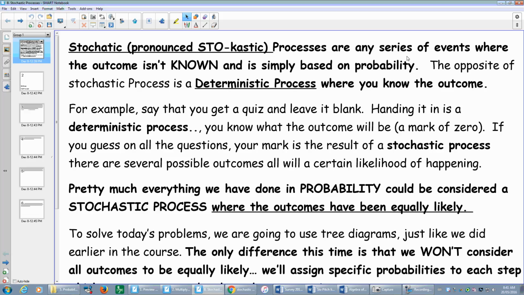A stochastic process is any series of events where the outcome isn't known and is simply based on probability. The opposite of a stochastic process is a deterministic process where you know the outcome. For example, say you get a quiz and leave it blank. Handing it in is a deterministic process. You know that the outcome will be a mark of 0.